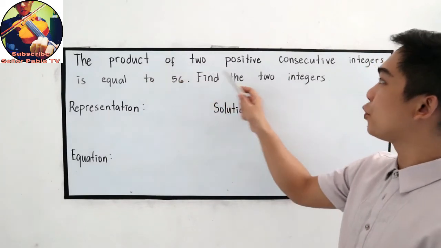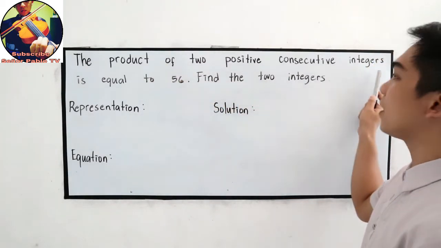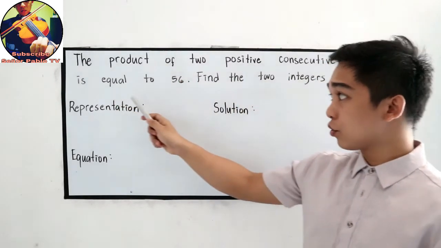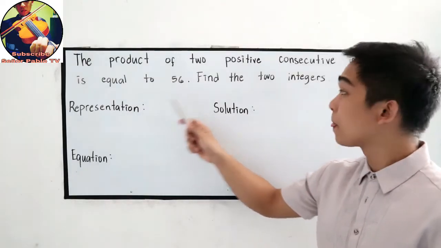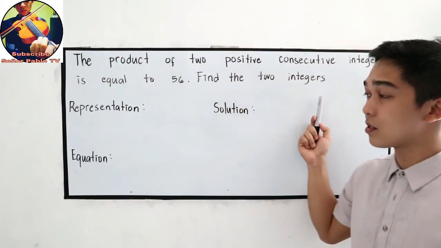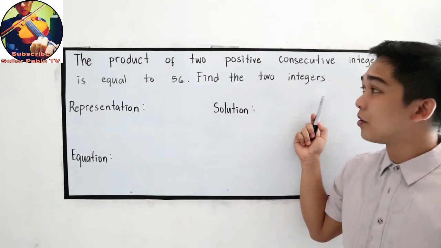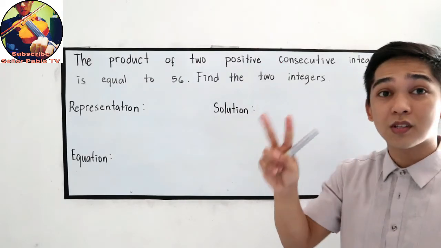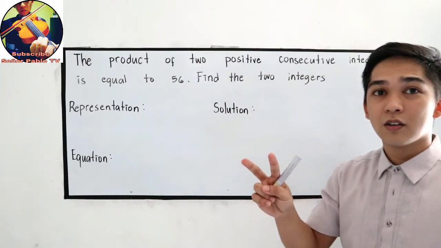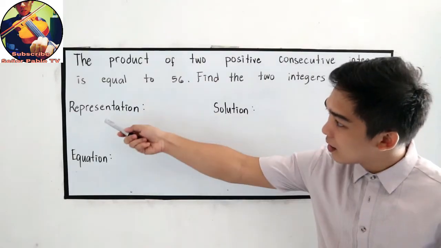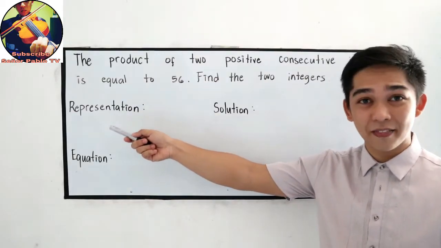The product of two positive consecutive integers is equal to 56. Find the two integers. So, we're going to find two consecutive integers. To find that, let's have first our representation.